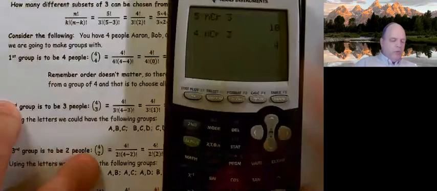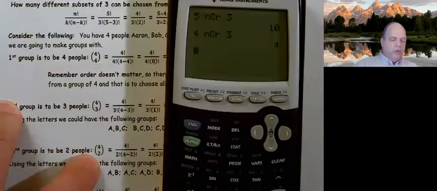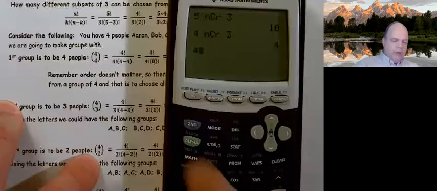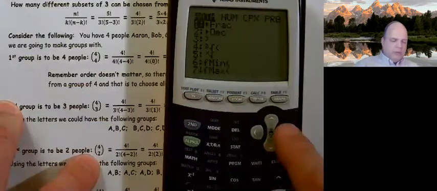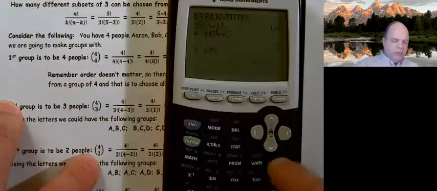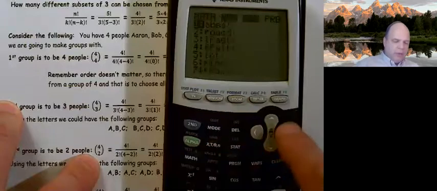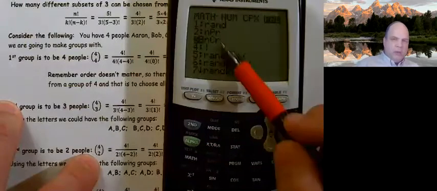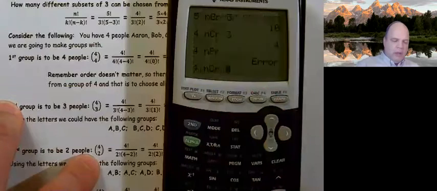If I were to do 4 choose 2, I only want to choose 2 people out of the 4. Then press the 4 first, math, probability, nCr, and then I press 2.